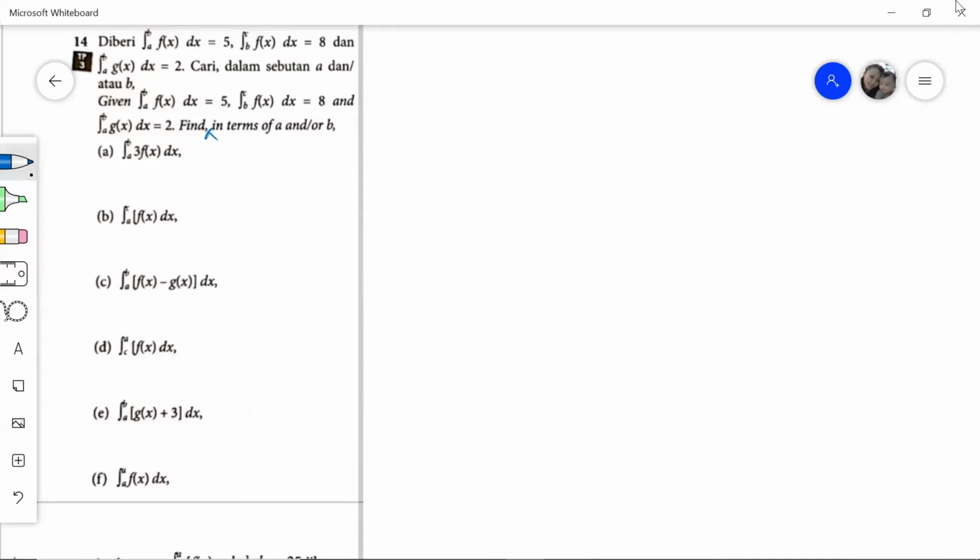Okay, now part A. So if we want to find the integral from a to b of 3f(x) dx, we can actually take out the coefficient. So 3 times the integral from a to b of f(x), since this is given in the question, from a to b is 5. Therefore, we just take 3 times 5. So the value is 15.